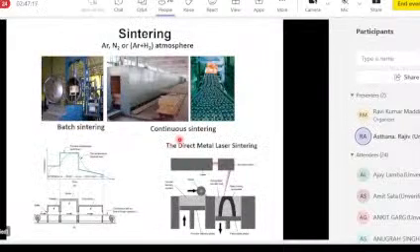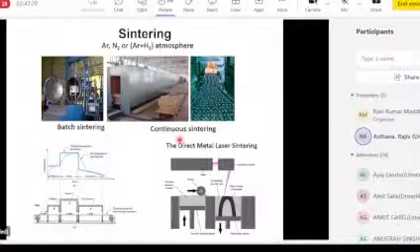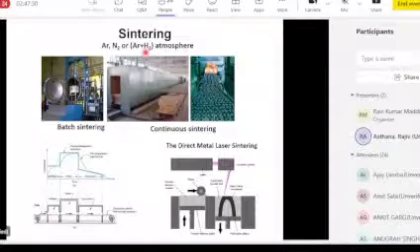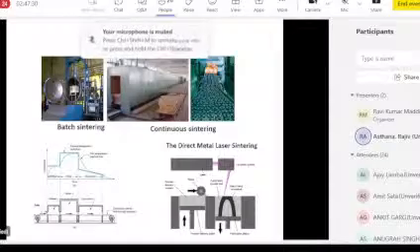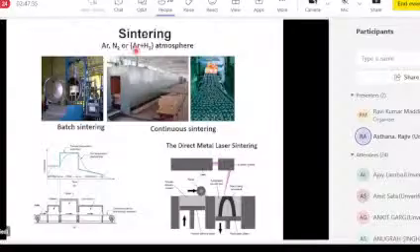Once the powders have been pressed into a shape, the next step is sintering them. And for metal powders, sintering needs to be under a controlled atmosphere. Mostly argon, nitrogen, or a mixture of argon and hydrogen is used. That means a mixture of a reducing gas and an inert gas.